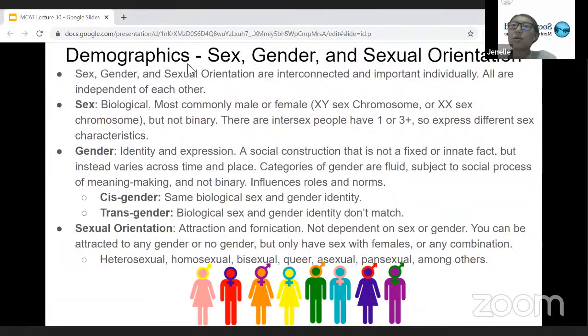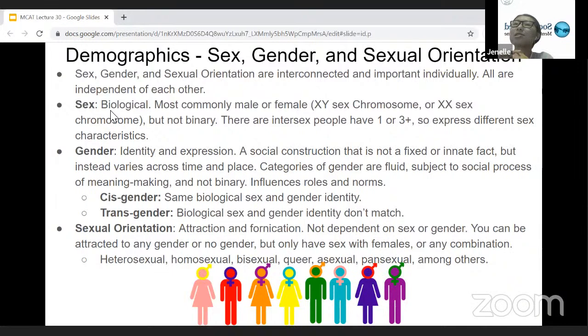And then the other separation, stratification in a population, is by sex, gender, and also sexual orientation. So these terms are all interconnected and also important individually. So I'll be defining each of them here, but they're also considered independent of each other. So sex is what most sociologists consider biological.